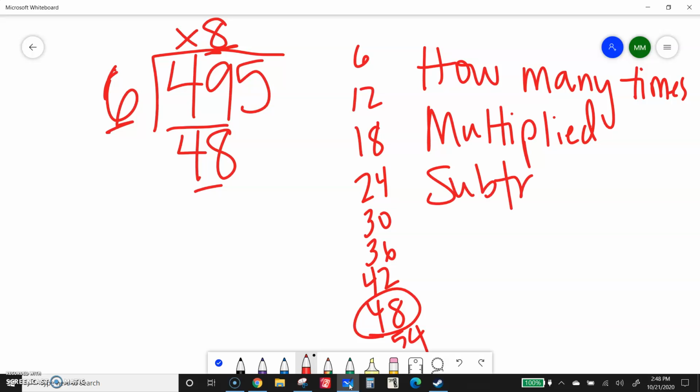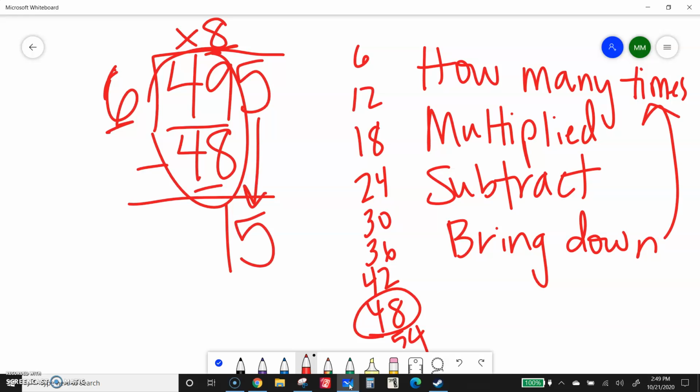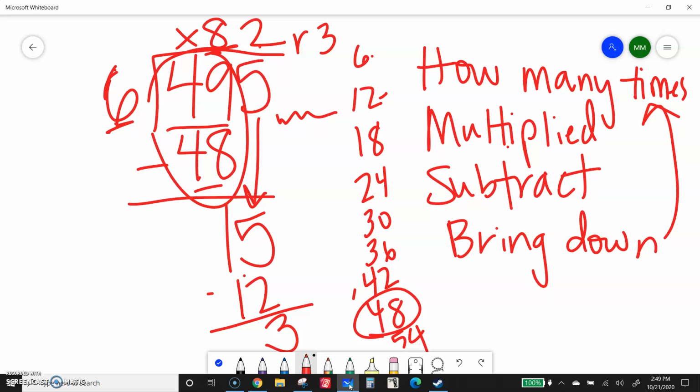Now I'm going to subtract. 49 minus 48 is 1. Then I'm going to bring down my next digit, and I get 15. Then I'll go back up to the top of my steps. How many times does 6 go into 15? 2 times. Multiply 2 times 6 is 12. Subtract: 15 minus 12 is 3. I have nothing more to bring down, so then I am done, and that is my remainder.